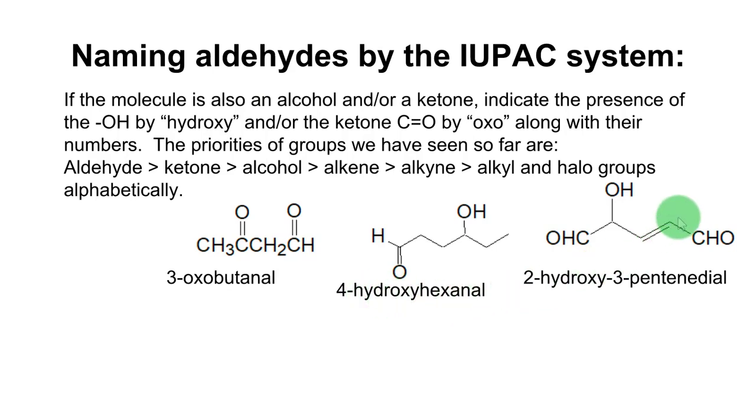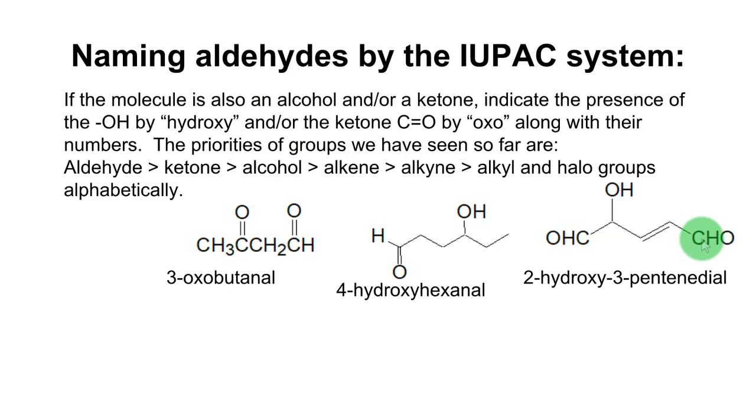And this one has an alkene and an alcohol and 2 aldehyde groups. So it's 1, 2, 3, 4, 5, which would be pentane. But because it's got the double bond, it's pentene. And because it's got 2 aldehydes, it's pentene dial. So then the next question is, which end do we number from?